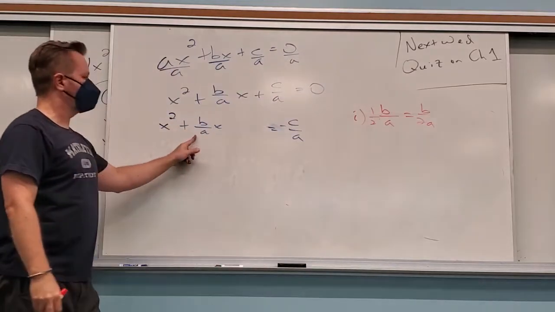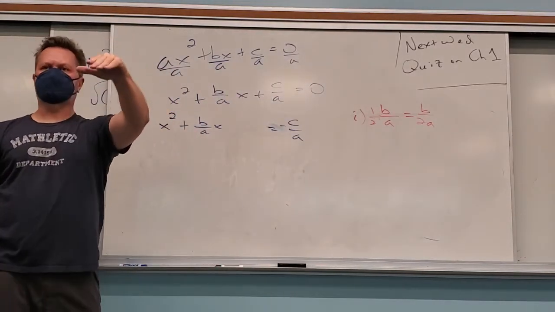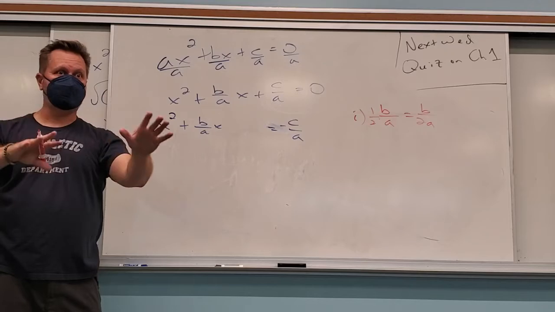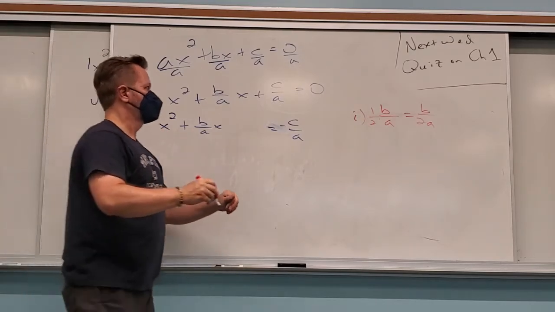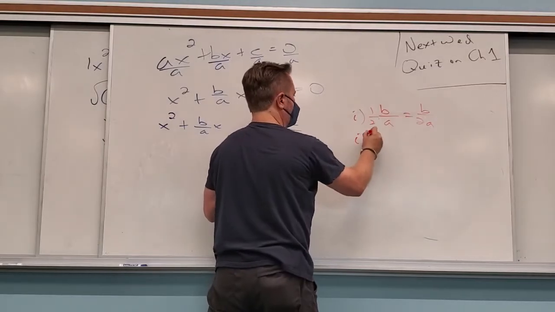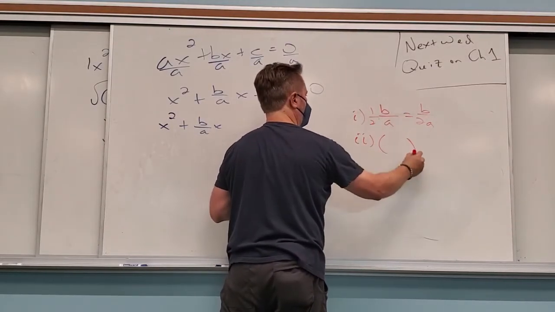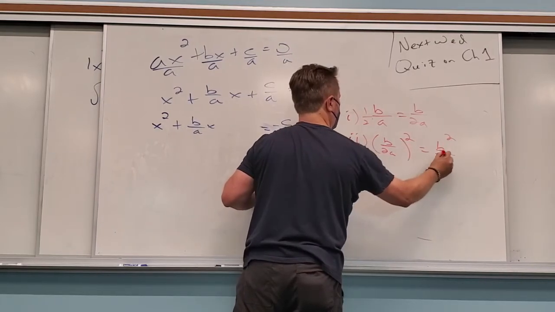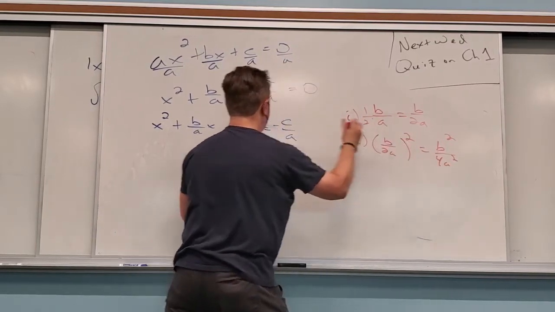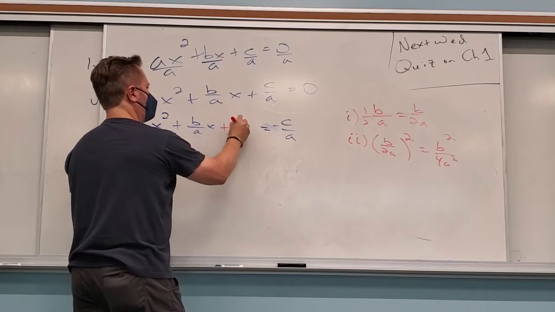If I cut b over a in half, I get b over 2a. Isn't it already starting to look like parts of the quadratic? Okay, a little bit, maybe. That's the first step. What's the second step? I take that and square it. That is what I have to add to both sides.